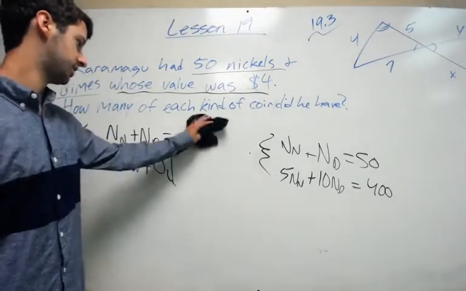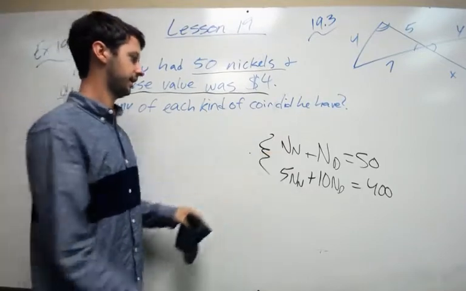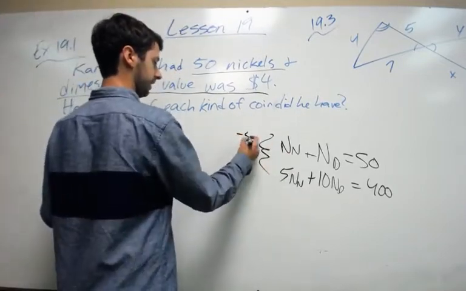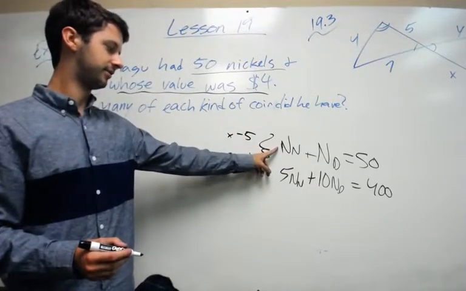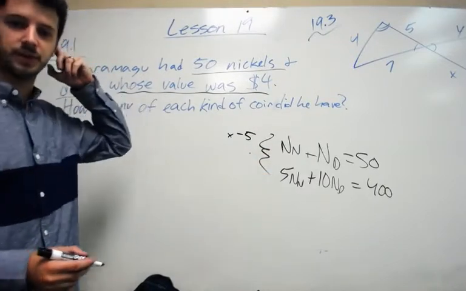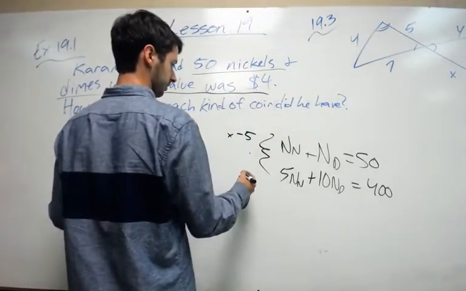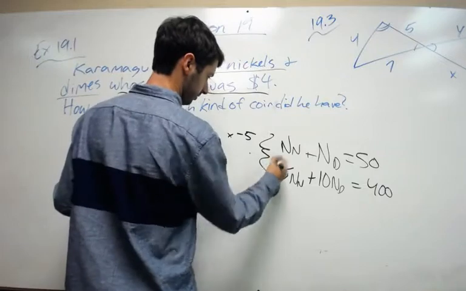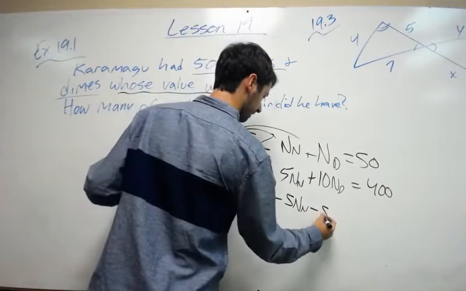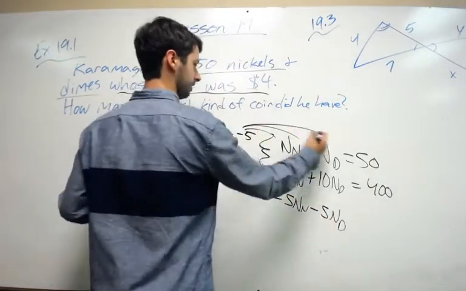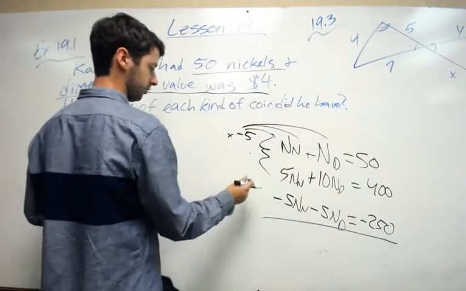So I'm going to use elimination here. I'm going to multiply the top by -5. Multiply by -5, because that will allow me to have -5 number of nickels and +5 number of nickels, giving me the ability to eliminate them. So, sure, I'm just going to move this down here. -5 number of nickels, -5 number of dimes, and then -5 times 50, -250. I'm going to set up this as my equation here.